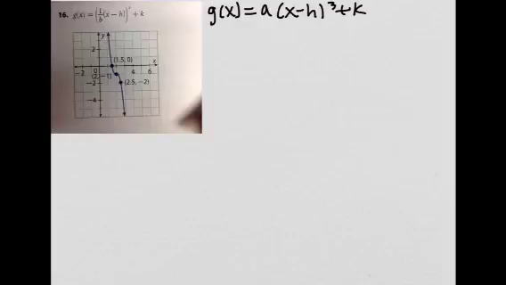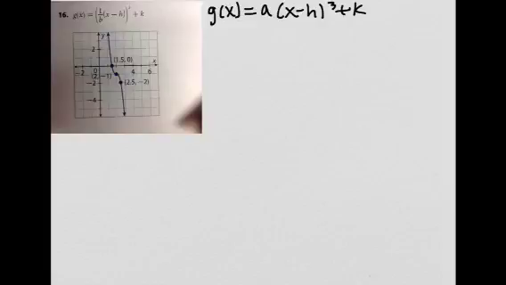Alright, 16. Notice that they want you to use the 1 over b, but I'm going to start off with a. I'm going to find the a, and then from there I could switch it over to 1 over b like I did last time on number 14. So let's go to the graph and identify our points.